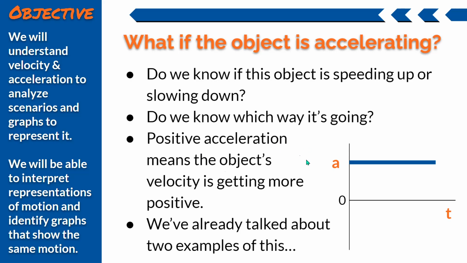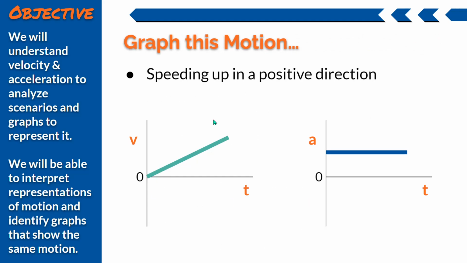Positive acceleration means the object's velocity is getting more positive. That's what we know. That could mean that it's slowing down because it was moving in a negative direction. But that could also mean that it's speeding up because it was moving in a positive direction. We've already talked about two examples of this. Speeding up in a positive direction, of course, would have this AT graph.